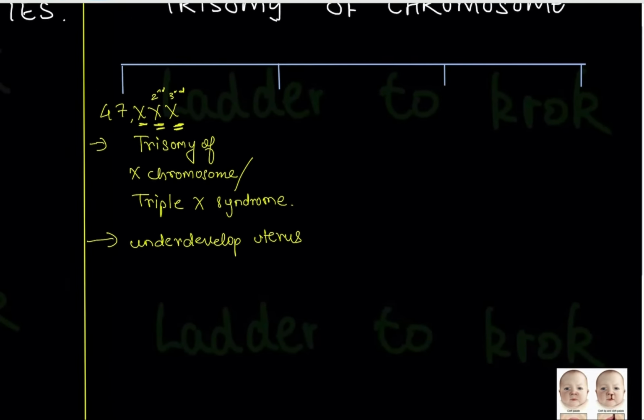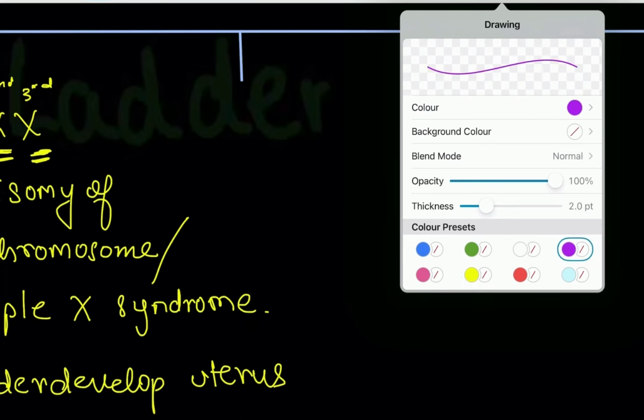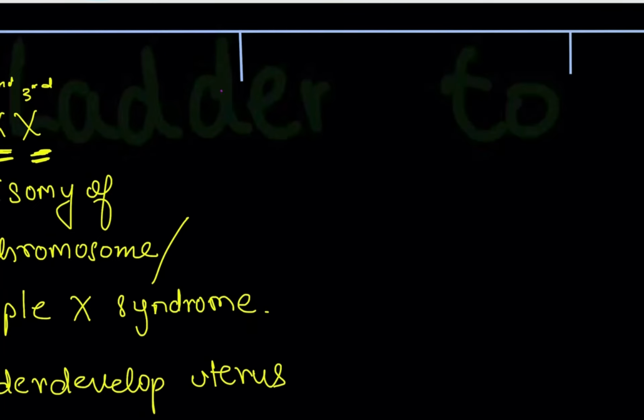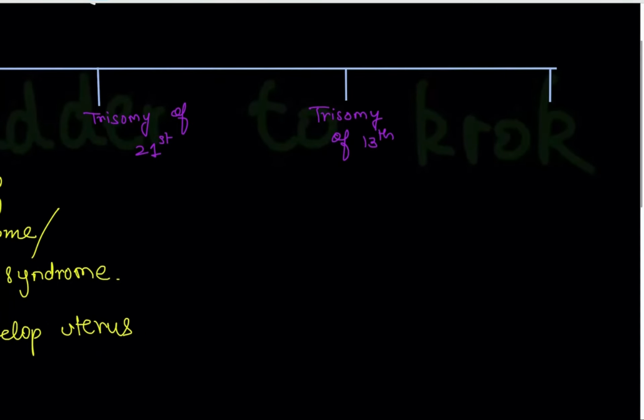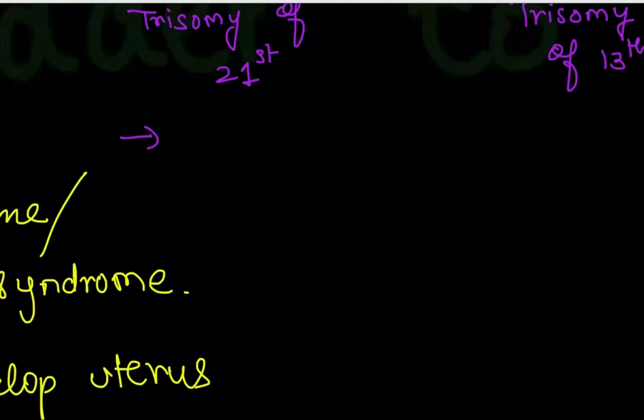The second trisomy is of trisomy of 21, or 21st. The next we will be learning is trisomy of 13th chromosome. The last we will be learning is trisomy of 18th chromosome. So first let's do the trisomy of 21st chromosome. The name of this is Down syndrome.